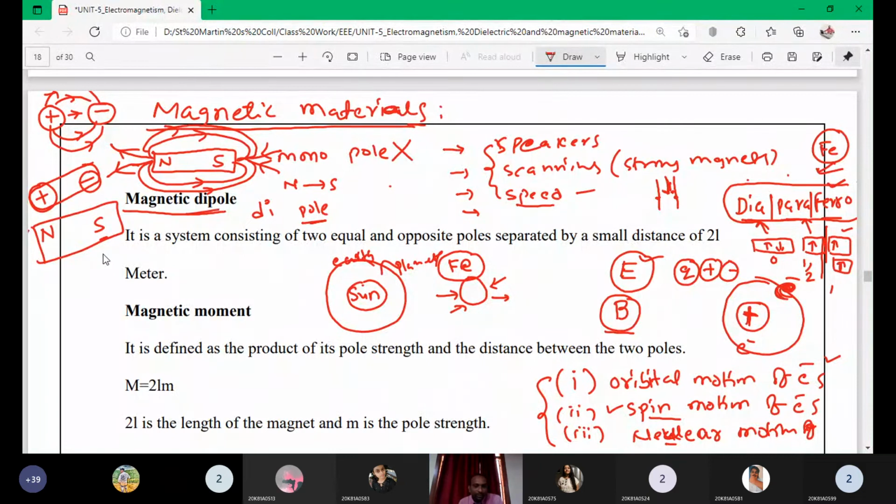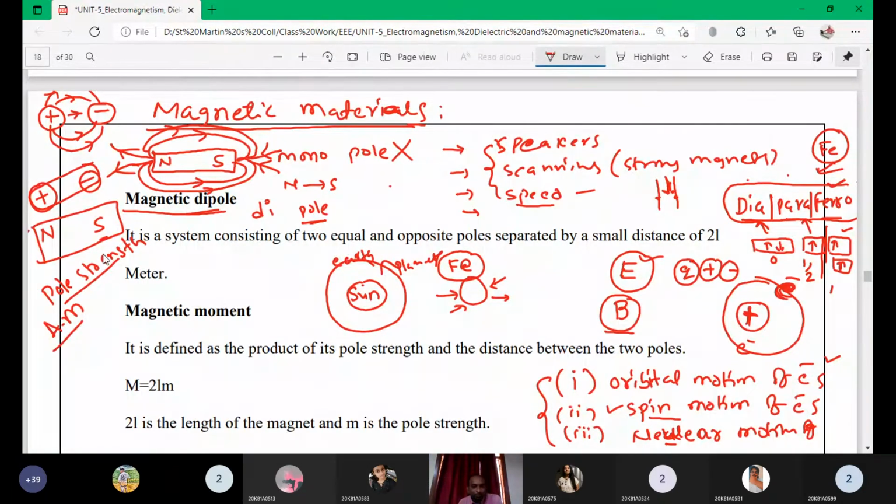What do you measure for the magnetic dipole? You measure pole strength. The units of pole strength are ampere meter.